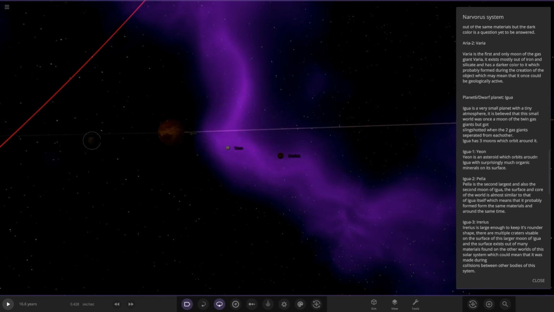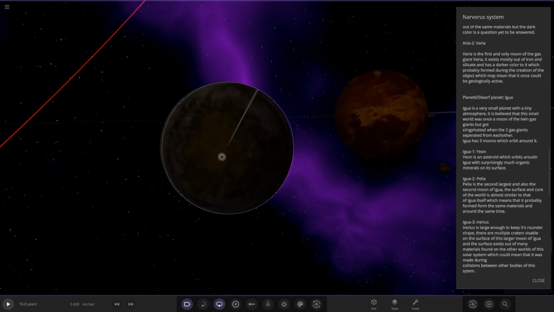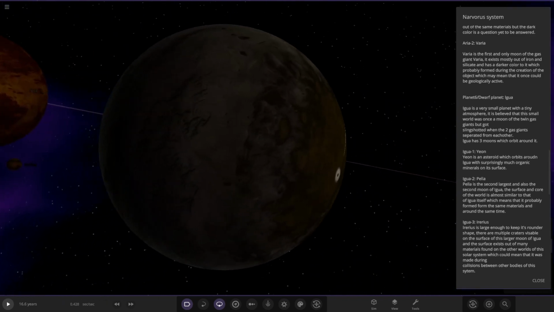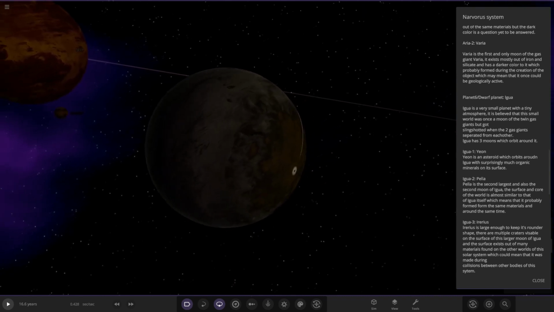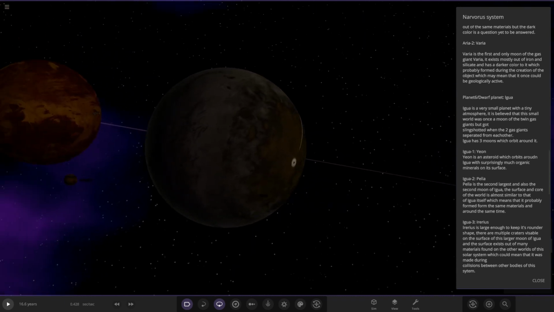Next up we have Pella here. I'm guessing it's this one. This is Pella, yeah. It's the second largest moon, also the second moon of Igua. The surface and core of this world is almost similar to that of Igua itself, which means it probably formed in the same materials and around the same time.